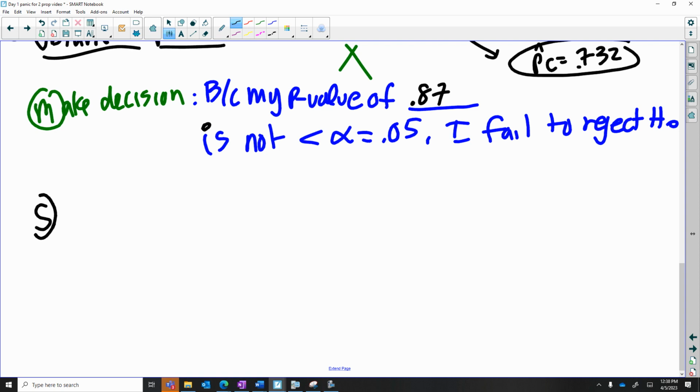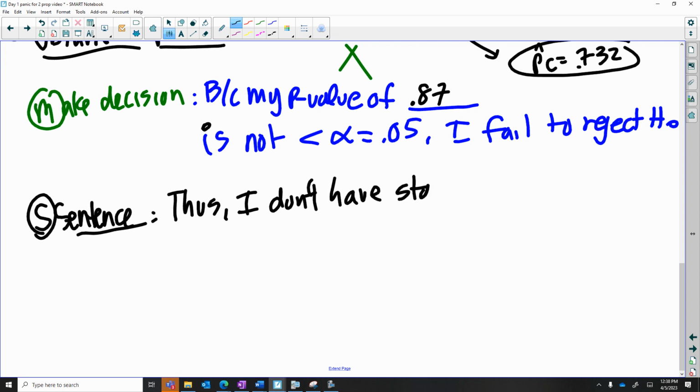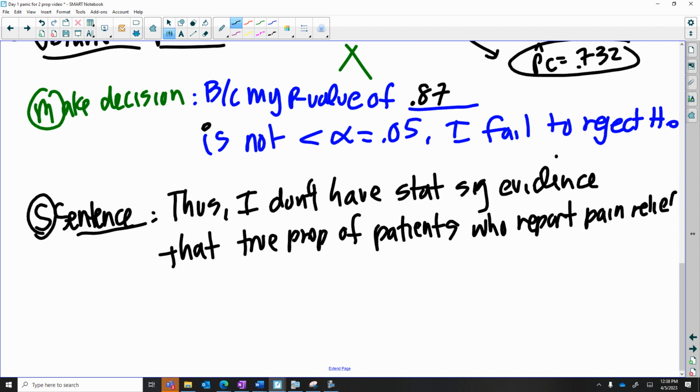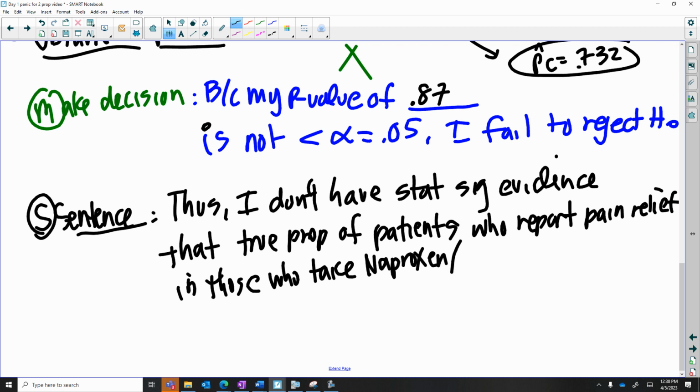The last statement is the sentence in context. So you say, thus, I don't have statistically significant evidence that whatever HA says, which is the true proportion of patients who report pain relief in those who take the naproxen Valium combo is greater than naproxen alone. This is long, sorry.